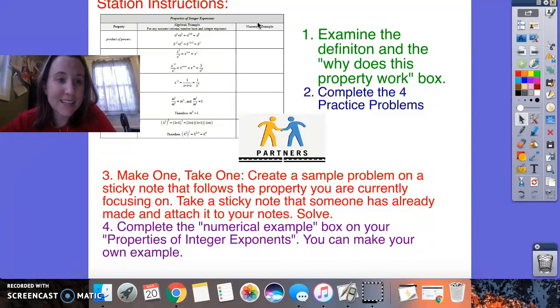If you need to go back and listen to instructions again, you can. But the few slides after this are going to be solutions to the station. So if you go on to that now, you're kind of ruining your ability to practice it. So pause the video. Just want to make sure everyone paused the video.